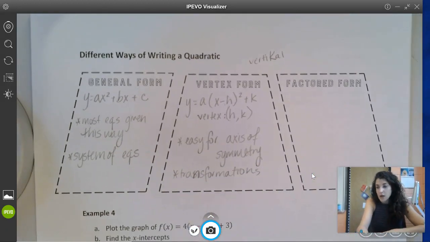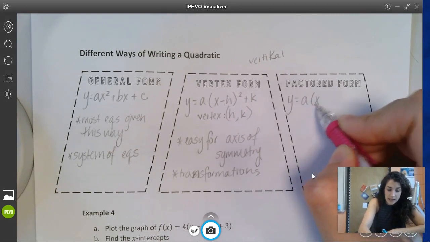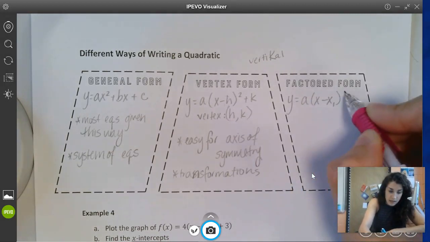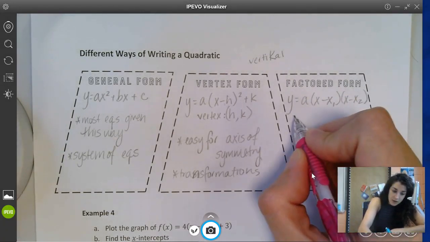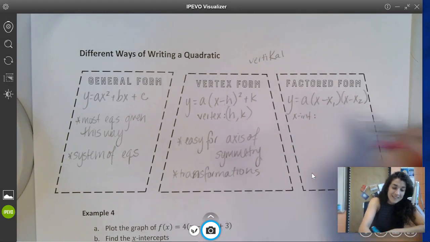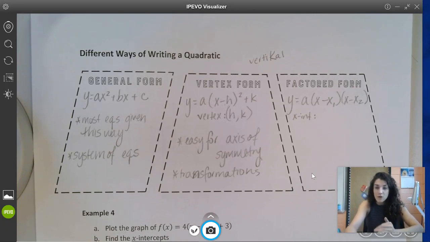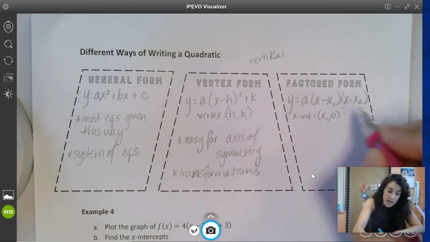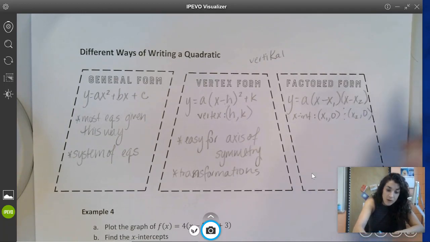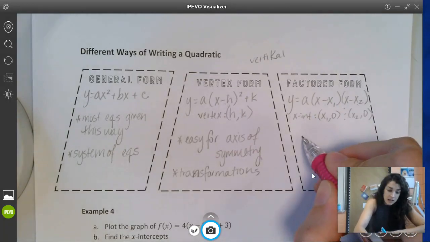The last form that we're going to talk about is your factored form, and it's y equals a times (x minus x1) times (x minus x2). Remember all the way back to 9th grade, your factored form tells you your x-intercepts. It tells you where it's crossing the x-axis. Realize that your x-intercepts are going to be positive x1, 0 and positive x2, 0, right? So the flipped sign of whatever is going on there. So it tells us the x-intercepts.